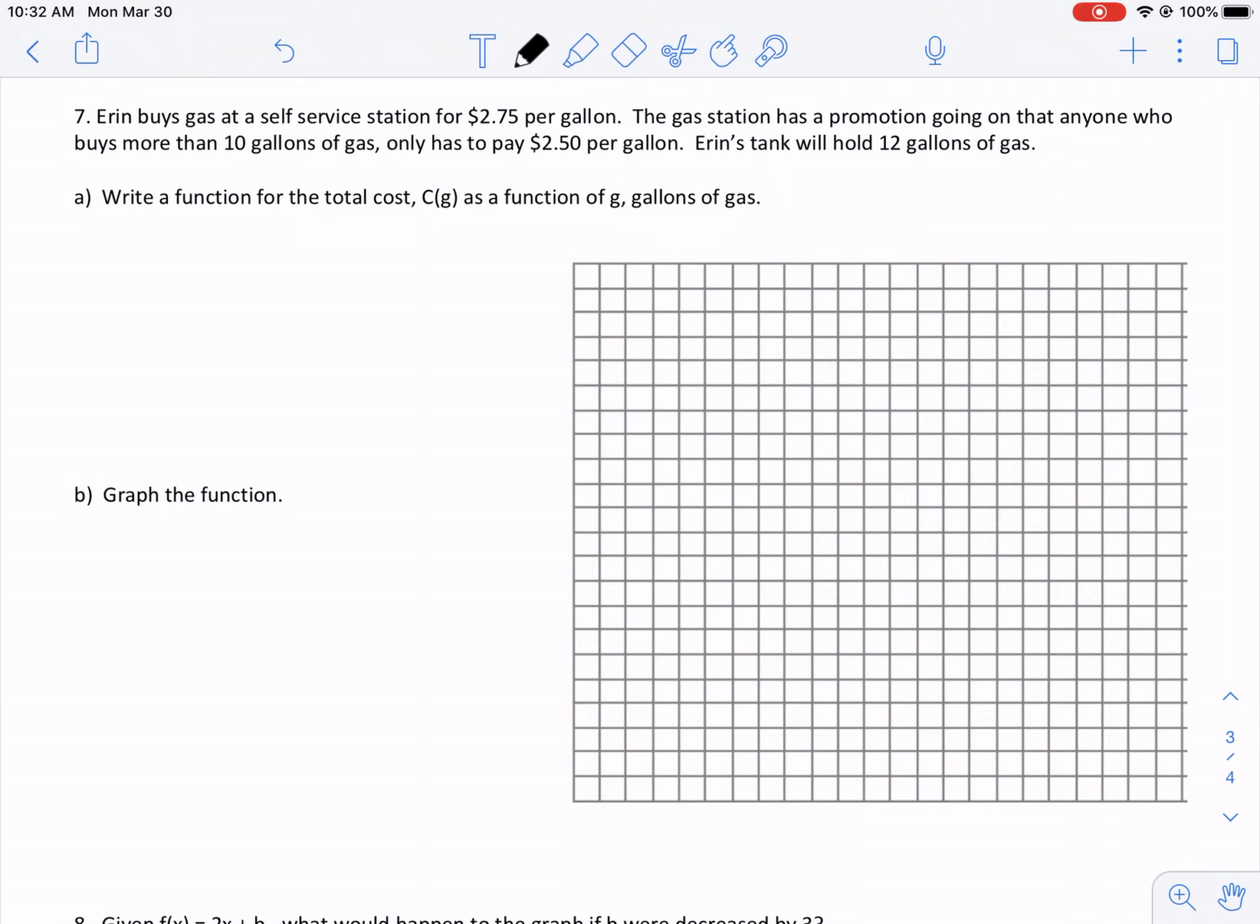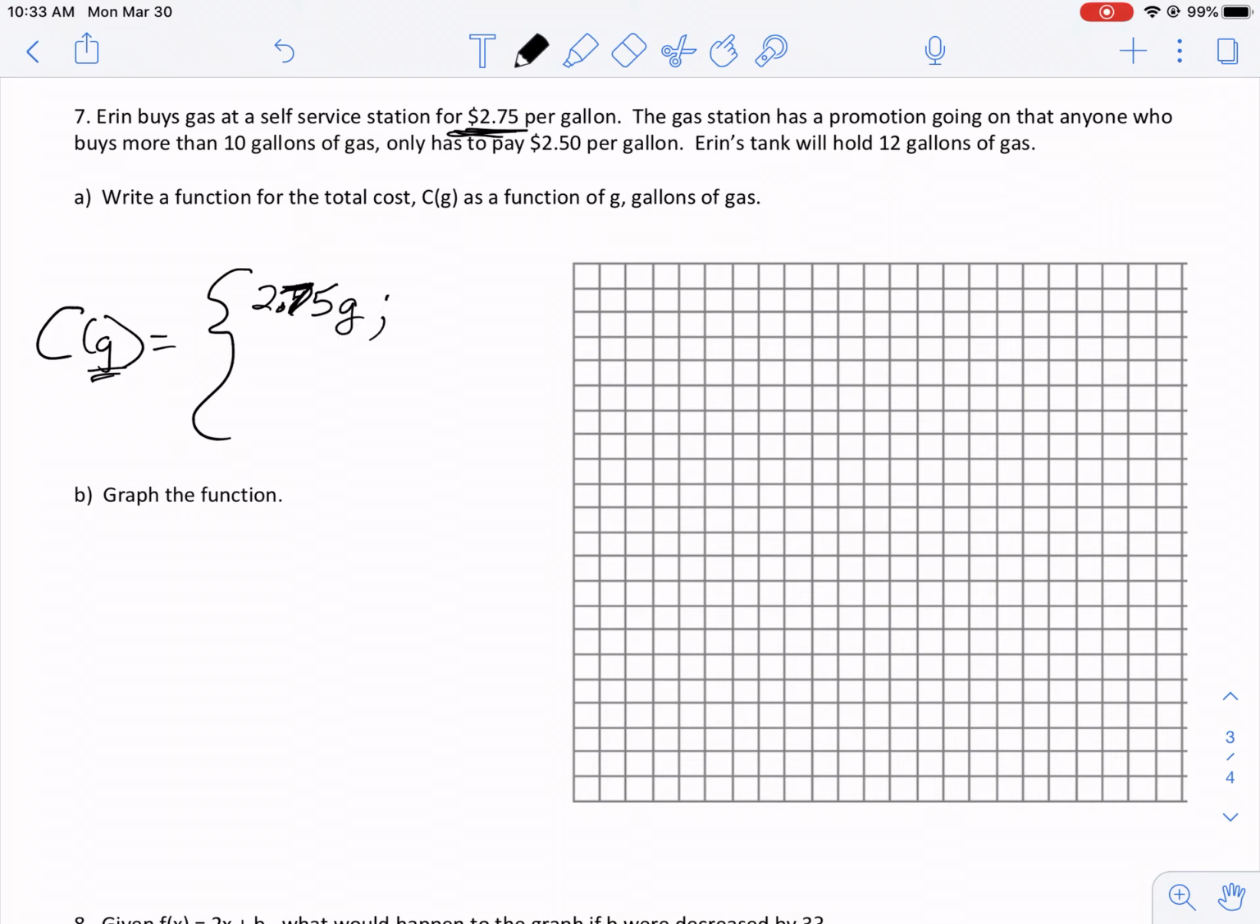Now this came out of day 5, which we cut out of the unit to shorten things up a bit. Generally not seen on the Regents, but I threw it on here for a challenge problem. So the cost of gas is a piecewise function because you pay one price for a certain amount of gas and you pay a different price for another amount of gas. So the first price, it says $2.75 per gallon. So $2.75 per is a slope word, so gallon is the G over here.